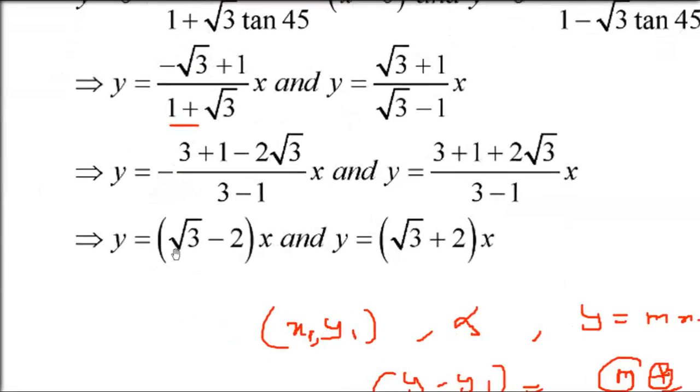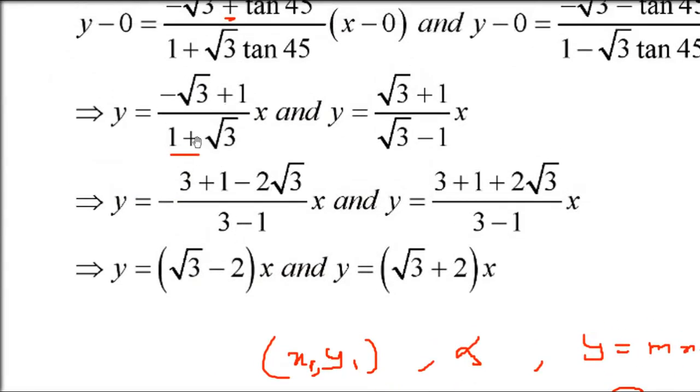Now what you will do, you will just rationalize it. If 1 plus root 3 is in the denominator, multiply numerator and denominator by 1 minus root 3. Here multiply numerator and denominator by root 3 plus 1.